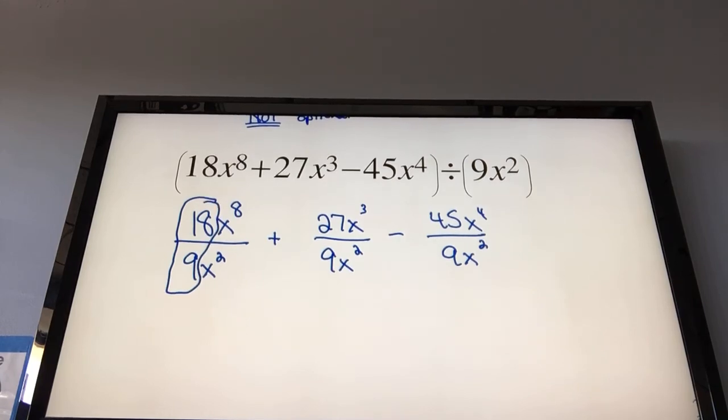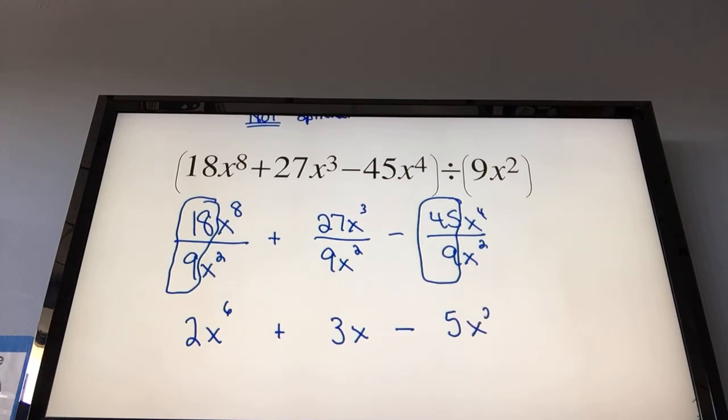All right, so I split this up. 18 divided by 9 is 2. On my powers, 8 minus 2 leaves me x to the 6th on the top. Plus 27 divided by 9 is 3. 3 minus 2 leaves me x to the 1 on the top. I can write the 1 or I can leave it off. Minus 45 divided by 9 is 5. And on my exponents, 4 minus 2 leaves me x to the 2nd in the numerator.